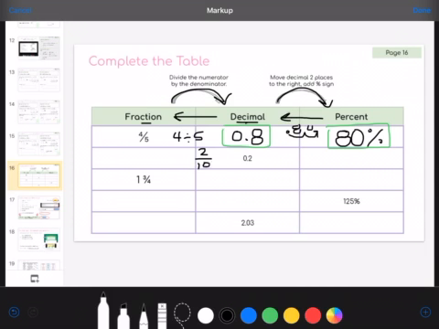I need to find the greatest common factor, which in this case would be 2. So I'm going to divide both the top and the bottom by 2. 2 divided by 2 is 1. 10 divided by 2 is 5. So this would be 1/5. Now I have a decimal that I need to change to a percent. So I have 0.2. I'm going to move the decimal 2 places to the right, add a 0, and this is 20%.